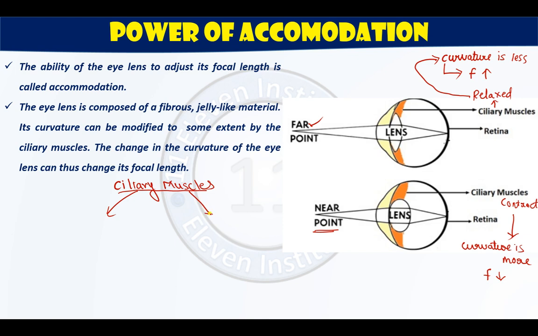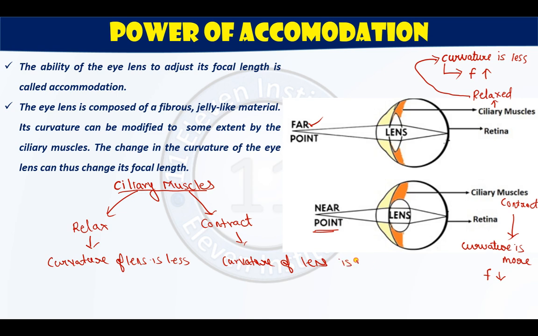Ciliary muscles can be in two states. Either they will relax or they will contract. If ciliary muscles relax, the curvature of lens is less. If they contract, the curvature of lens is more.